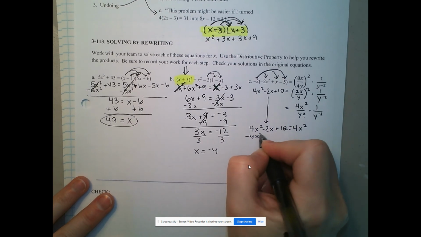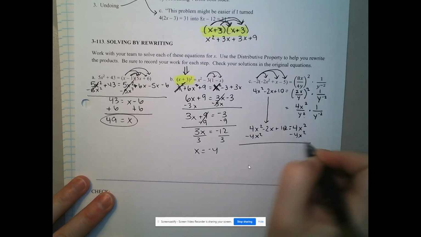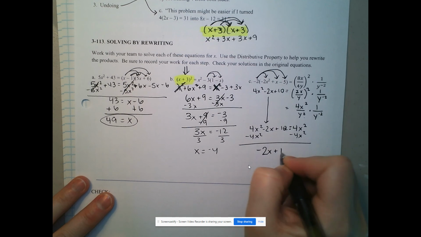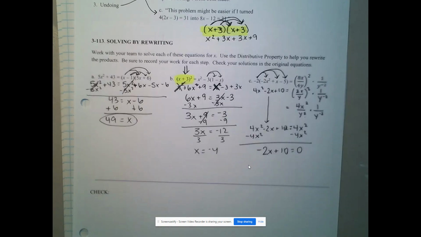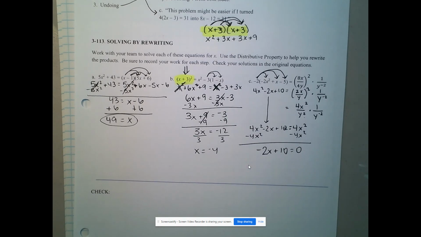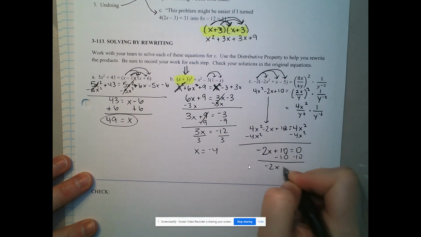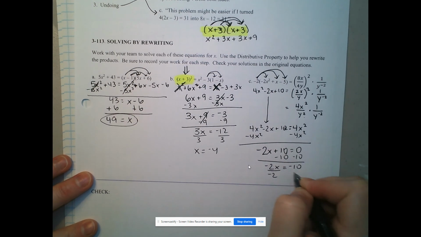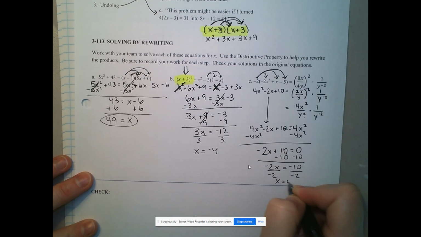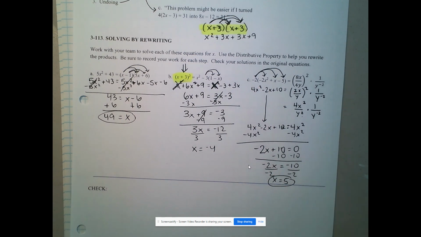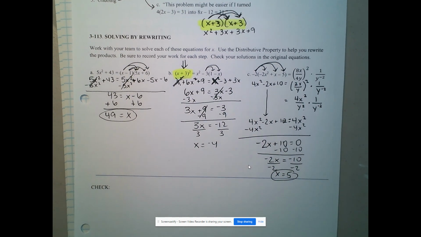If I subtract 4x squared from both sides, I get -2x plus 10 equals 0. Please do not stop there. This is still something that you can solve. You can subtract 10 from both sides, and you can divide by -2. For some reason, I get a lot of people that stop once they get equals 0. And I'm like, well, you didn't get x yet.